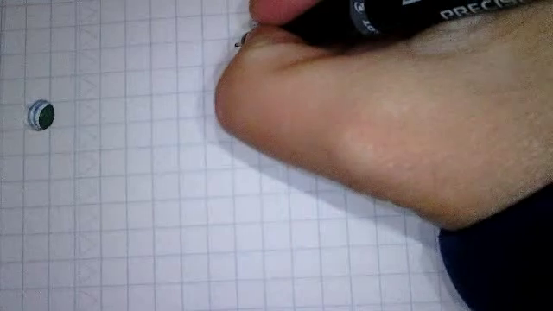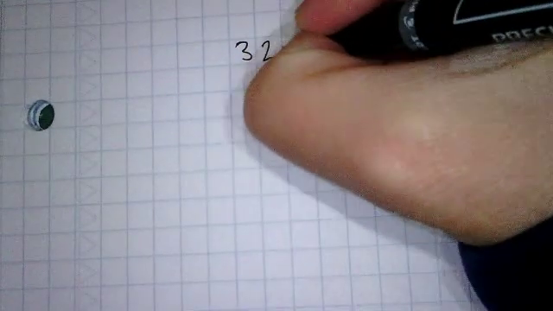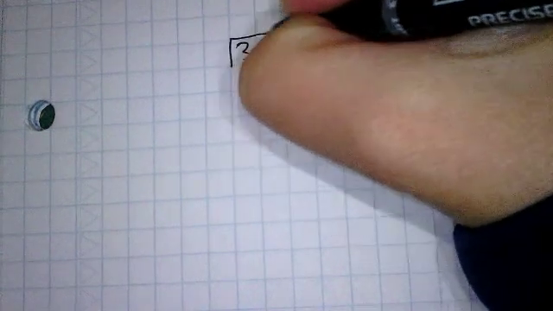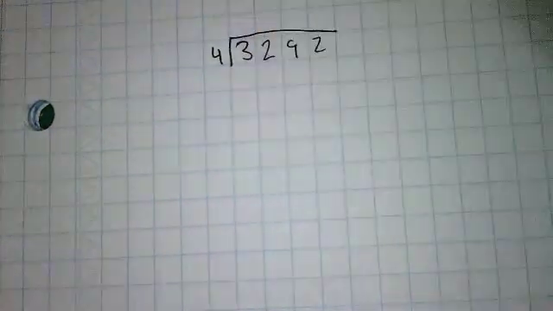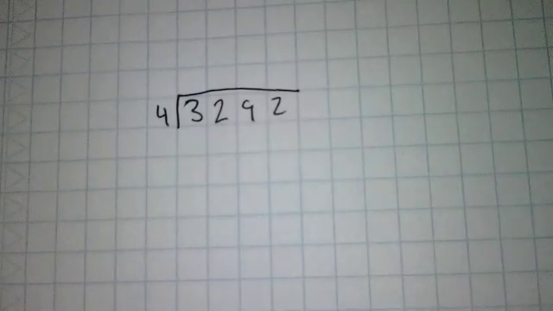Let's go. 3,292 divided by 4. And while you're writing it down, I'm going to recast it for you so it's less blurry. So 3,292 divided by 4. No, we're going to do it together.